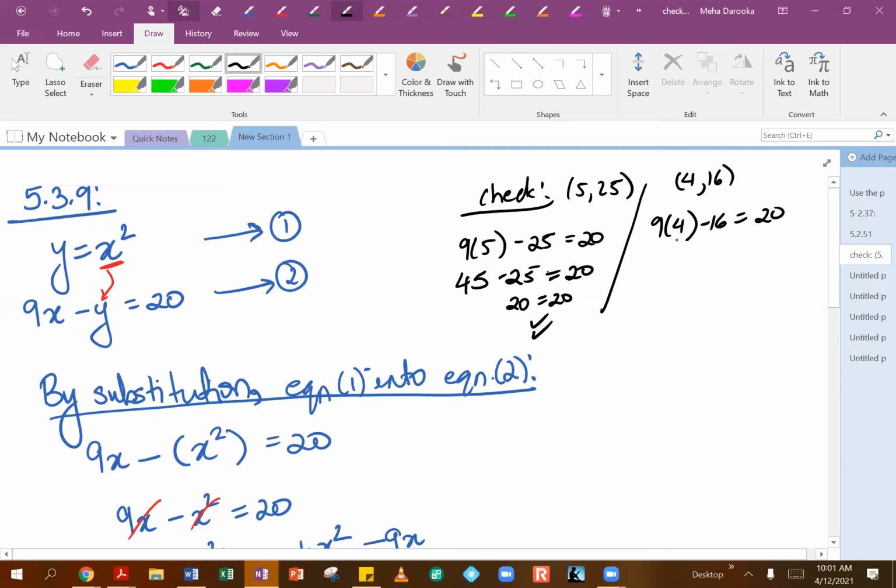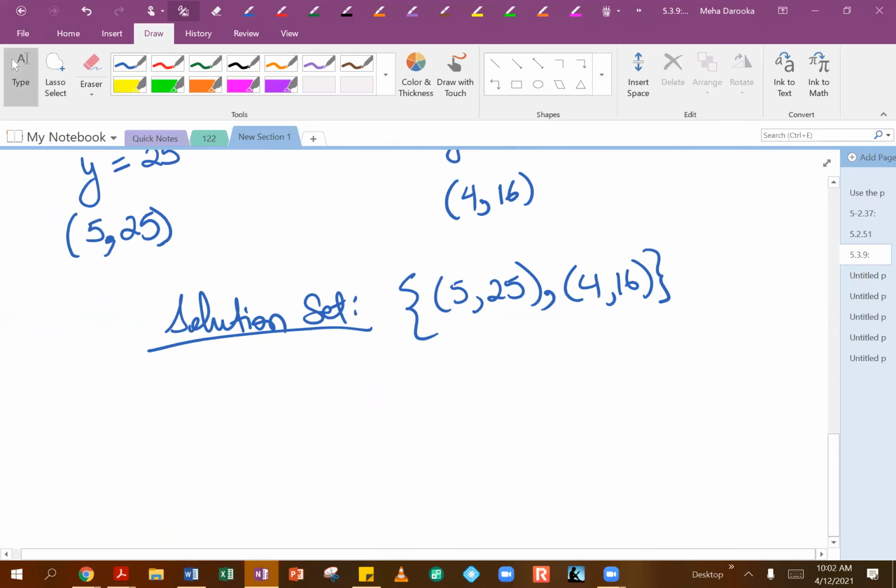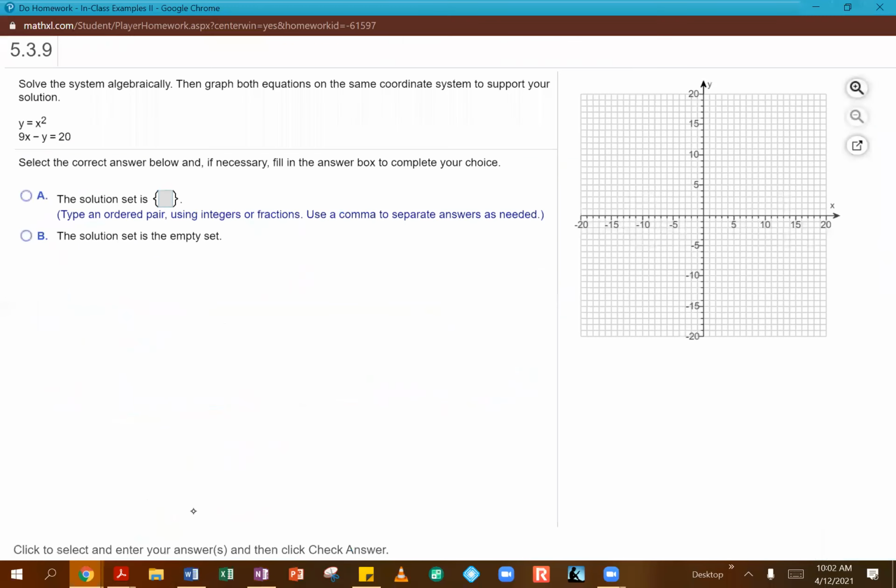So let's see. 9 times 4 is what? 36 minus 16 will also end up giving you a true statement. So it checks out for both of them. And you know this is going to work. Alrighty, so now let's do this with the graphing method.